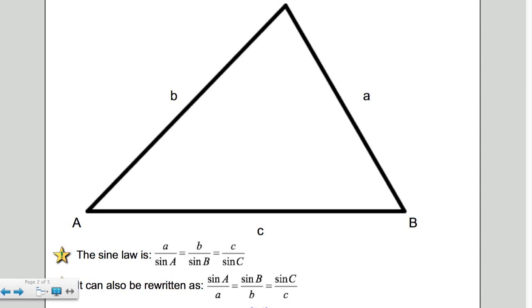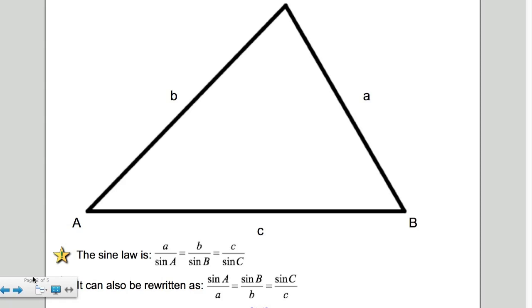Isn't it like a complete opposite? The ratios would be the same. Algebraically, it's the same. It'd be a challenge to go off and prove why they're the same. In other words, how do you get from the top to the bottom? How do you get from here to here? That could be a challenge. I don't have time to demonstrate that, but they are the same. So you can write the sine law one of two ways.